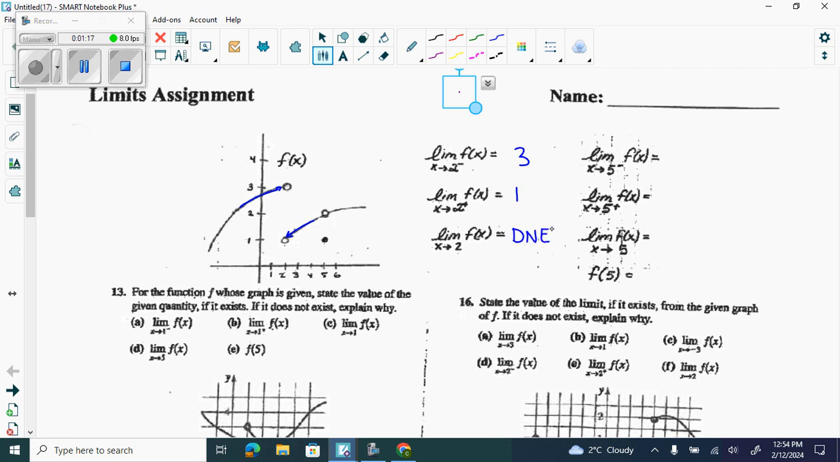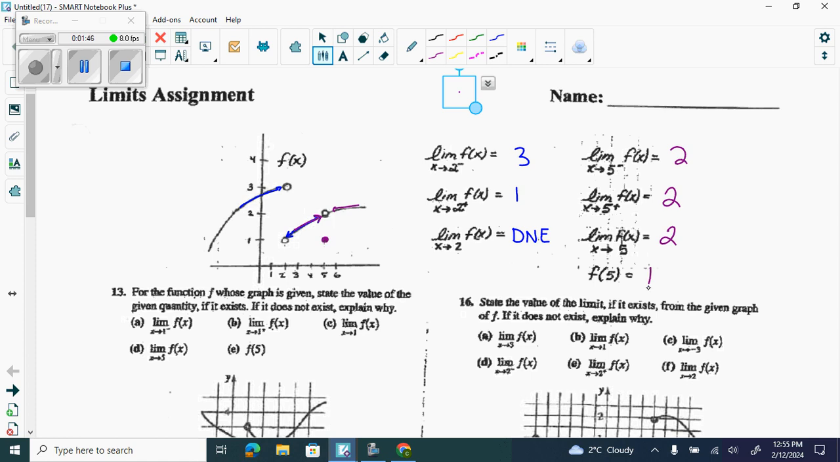All right. Then we have 5 from the left. 5 from the left, what's it approaching? It's approaching 2. 5 from the right, it's approaching 2. Once again, we have a removable discontinuity here. When we have a removable discontinuity, our limit is just that value. It's 2. Okay? Jump discontinuities result in does not exist. Removable discontinuities result in the actual limit existing. And then they want f of 5. f of 5 is 1.